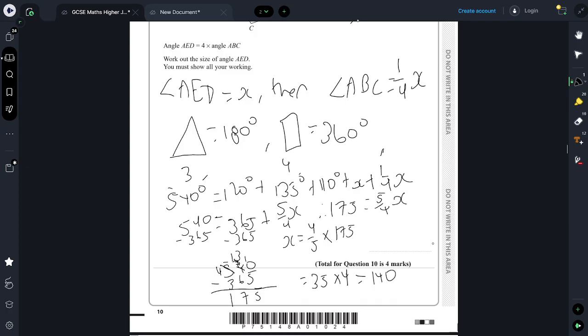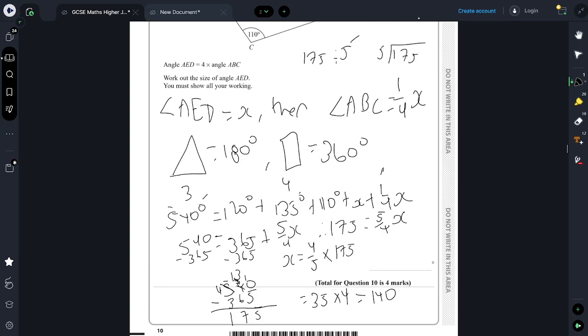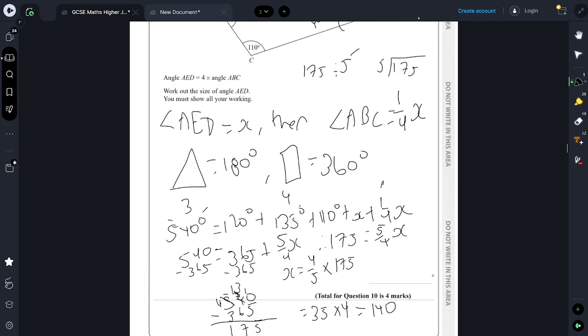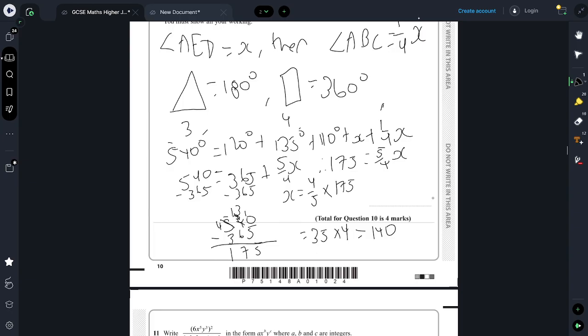You can check this again if you're a bit unsure. 175 divided by 5, do a quick bus stop. 5 doesn't go into 1. 5 goes into 17 3 times, with a remainder of 2. 5 goes into 25 5 times. So yeah, 35, so we're right. And then obviously 35 times 4 gets you 140. You could do long multiplication if you are a bit unsure. But there we go, so that's x.